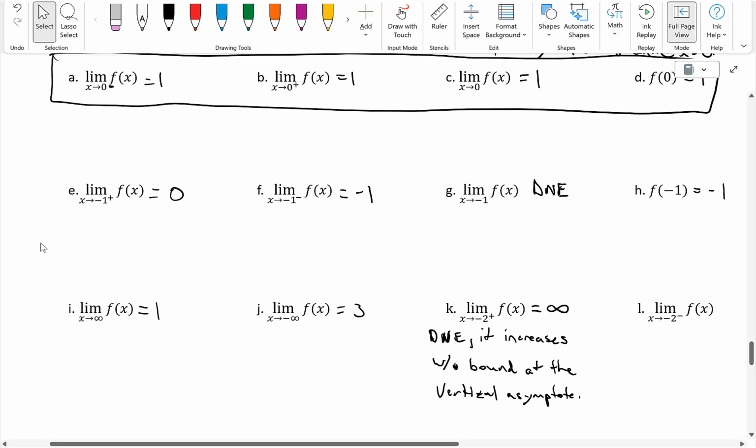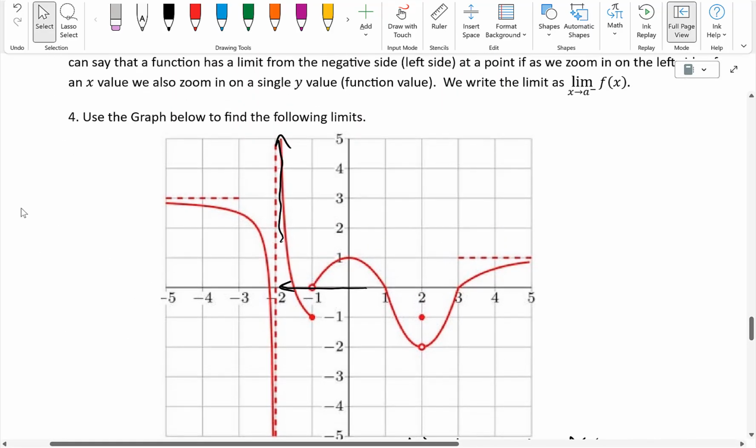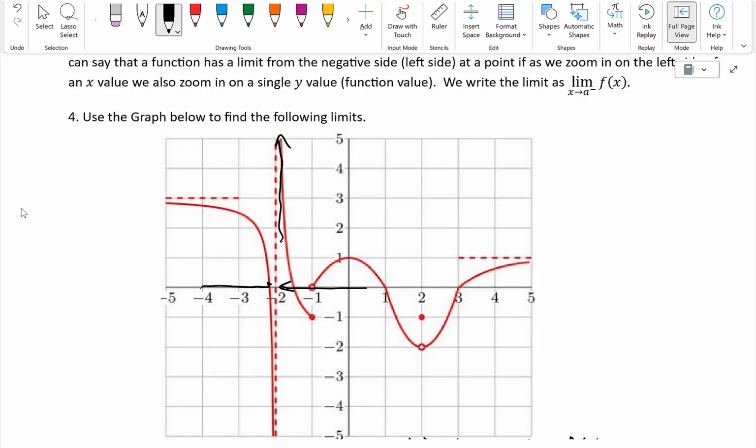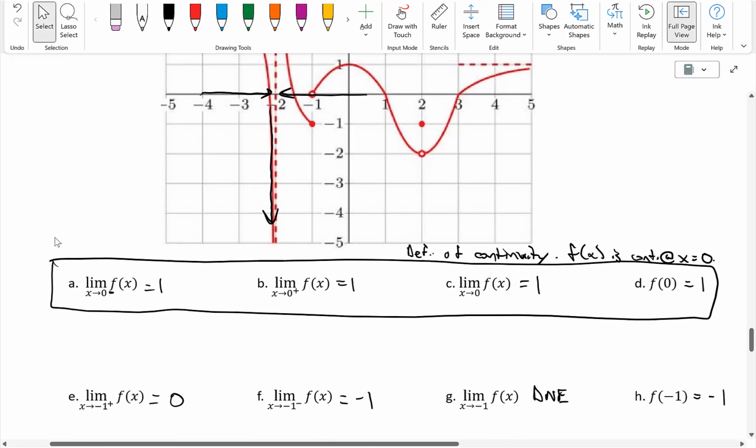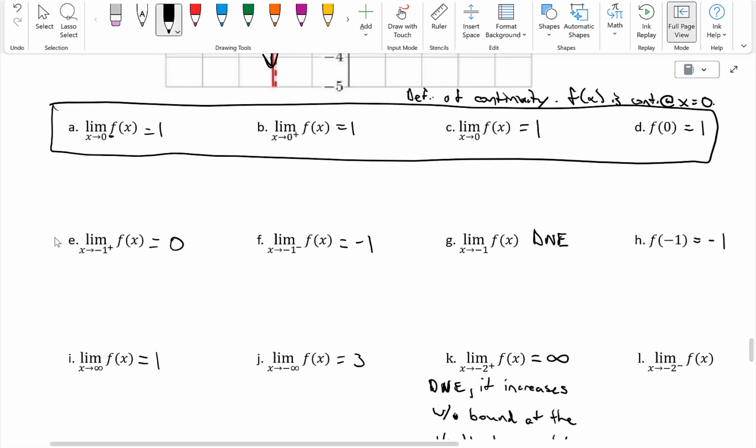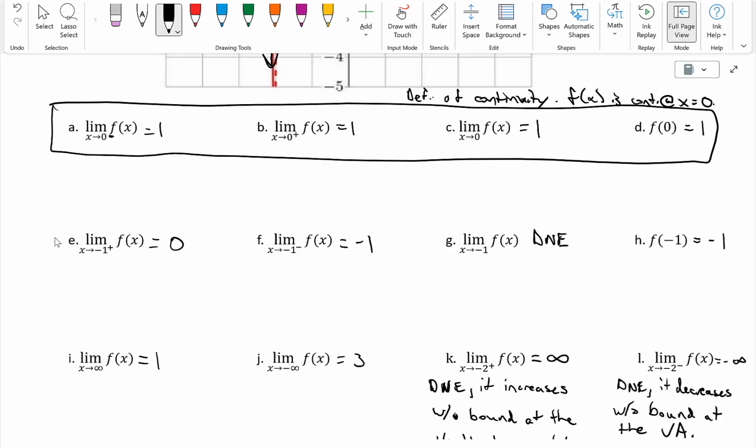And we can see a similar thing happening as we come into -2 from the left. So as we approach from the left side, we're running down along this piece of the function, along the left side of x equals -2. And so we're going down towards negative infinity. So we'll put that for our answer. And again, note the limit doesn't actually exist here because infinity and negative infinity are not numbers. Here, the minus infinity tells us the function decreases without bound at the, I'll just put VA here for vertical asymptote.